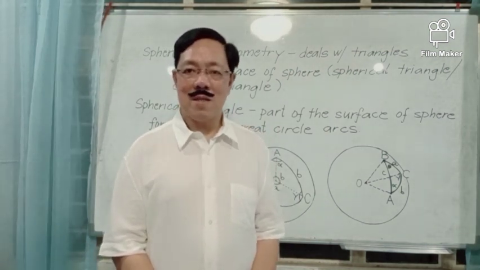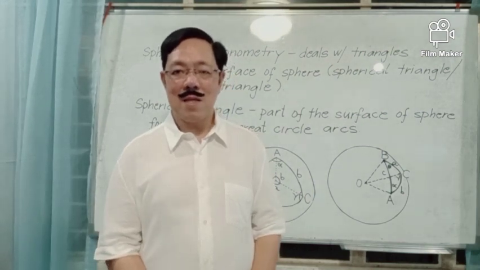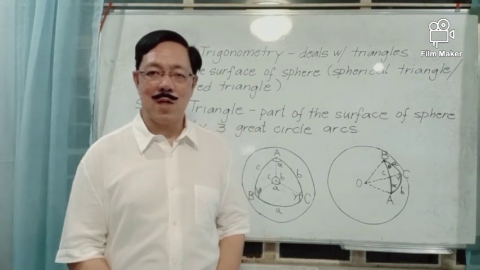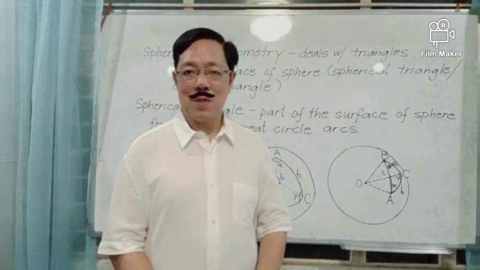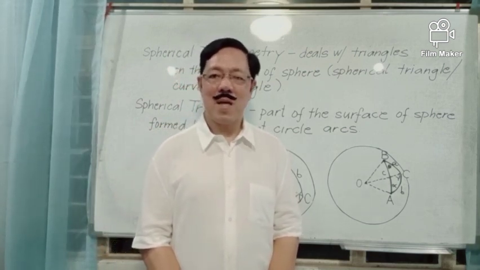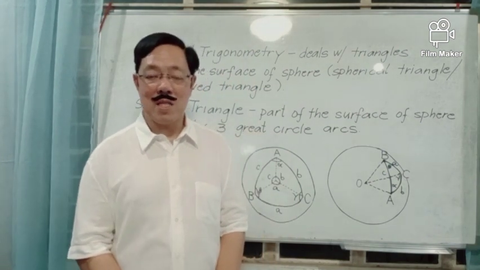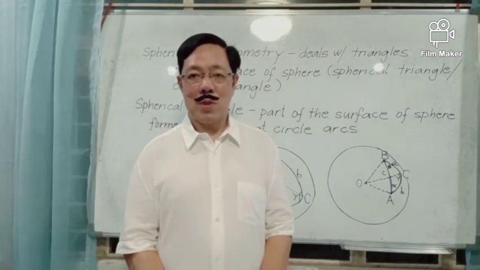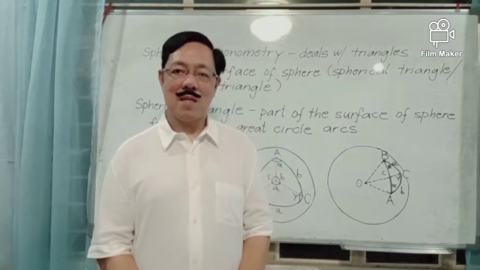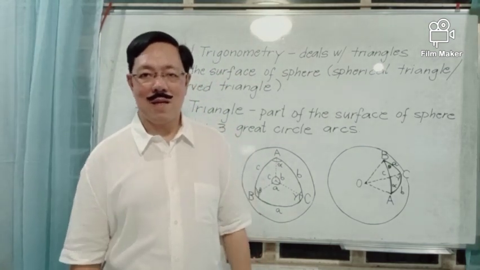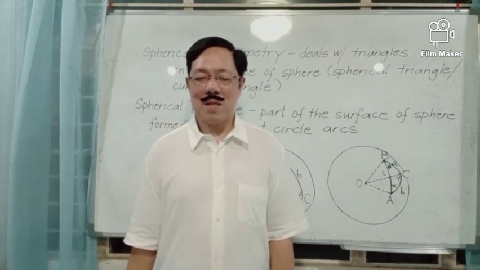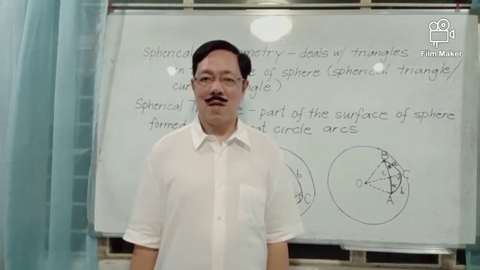And earlier we said that a great circle is a circle whose center coincides with the center of the sphere, and whose radius is equal to the radius of the sphere. The great circle is obtained by passing a plane through the sphere that will pass through the center of the sphere. The intersection of this plane and the sphere is a circle with center at the center of the sphere and with radius equal to the radius of the sphere. And we call this a great circle.